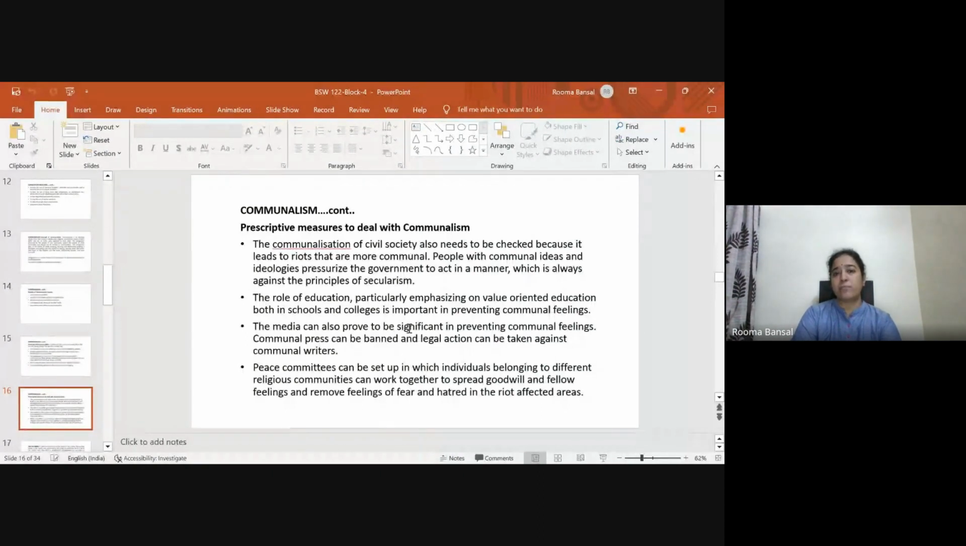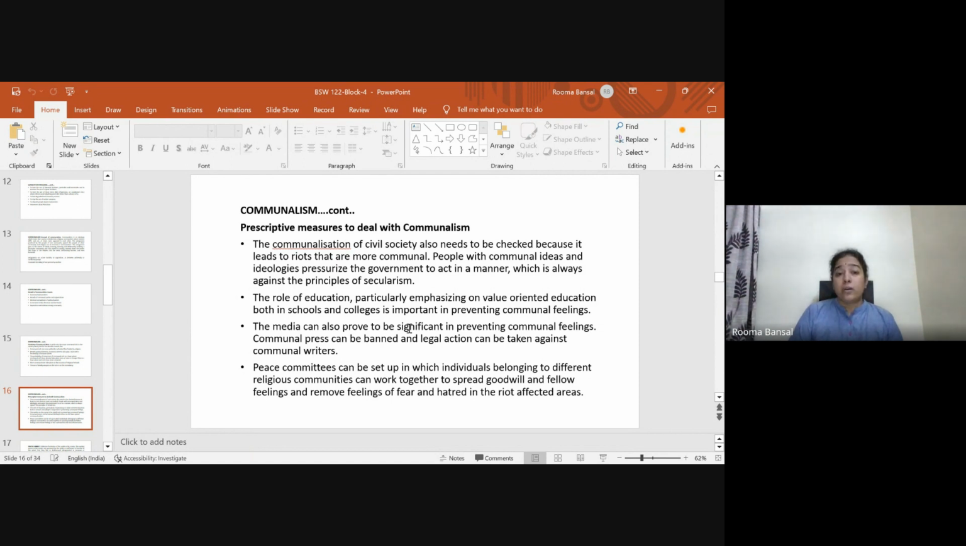Next, the role of education, particularly emphasizing value oriented education, both in schools and colleges, is important in preventing communal feelings. Again, educational institutes play a very important role in inculcating the value of secularism. Why? Because in schools and colleges or any educational institute, we find students from different backgrounds, different religions, and it is the responsibility of teachers and the school management, their duty, that they treat each and every student equally. They cannot discriminate on the basis of caste and religion or community.